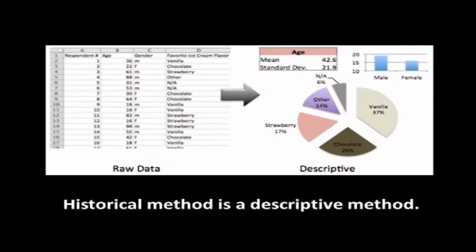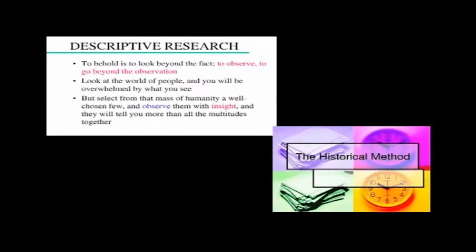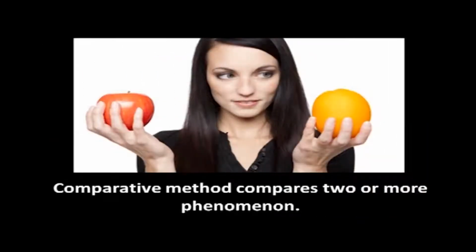Historical method is a descriptive method. This method describes a certain research object or phenomenon in its historical dimension or time sequence. Comparative method compares two or more phenomena with a final goal to find certain connections or dissimilarities between them. Comparing two objects, we can find out whether the connection between them really exists, as well as what are the natures of their similarities or dissimilarities.